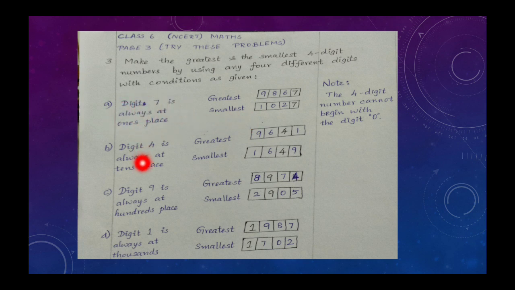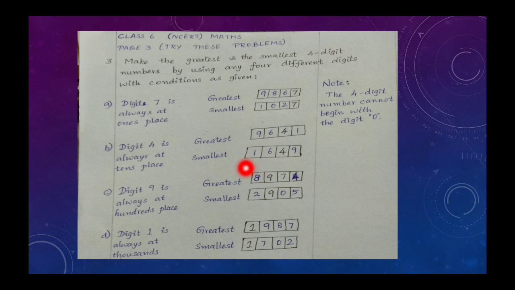What about 3B? Digit 4 is always at the tens place. So you can use any other digits for any other places, but 4 should always take the tens place. Ones, tens. So 4 takes the third place. So I have taken some other digits as I wished. 9, 6, 4, 1. Smallest 1, 6, 4, 9.